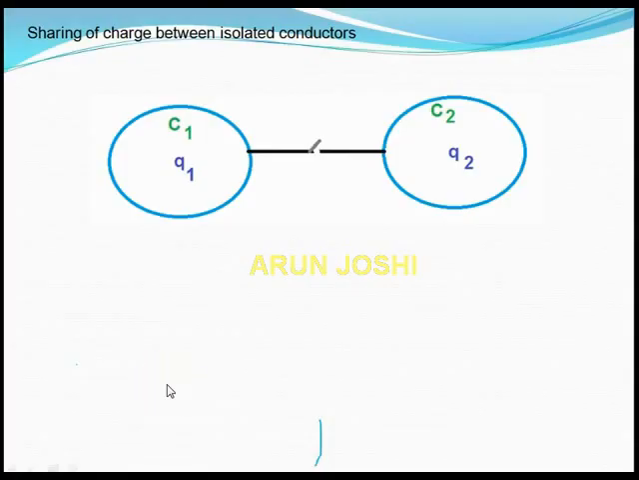Now I will discuss a new concept, sharing of charges between isolated conductors. Say there are two conductors having charges Q1 and Q2, capacitances C1 and C2, and there is a switch. If you connect this switch, charge will flow from the high potential conductor to the low potential conductor until the potential of both the conductors becomes the same. Suppose finally the potential of the first conductor is equal to the potential of the second, and the final charge on this is Q1 final and on this is Q2 final.